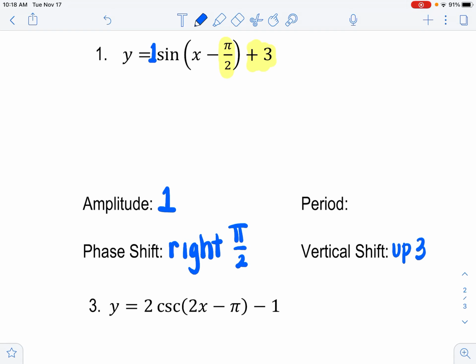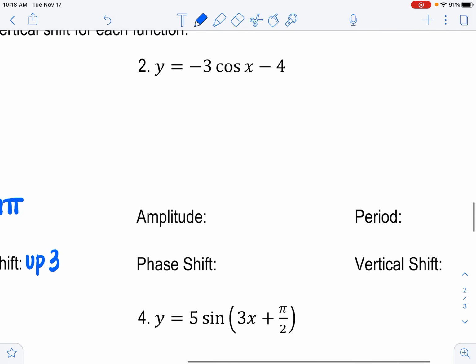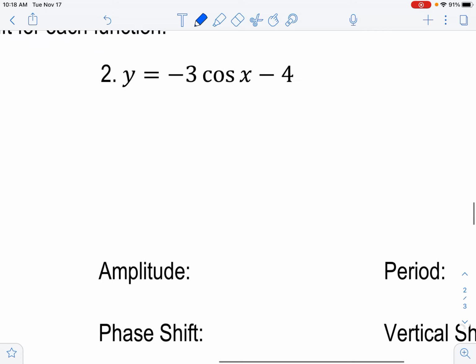All right, last but not least is the period. So the period you get by doing 2 pi divided by b. We already said b was 1. 2 pi divided by 1, 2 pi. All right, let's try another one.